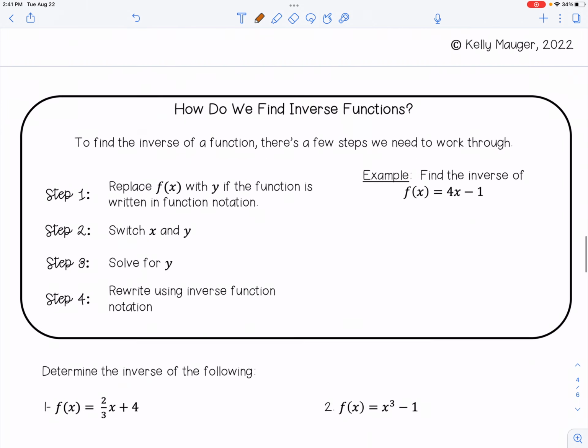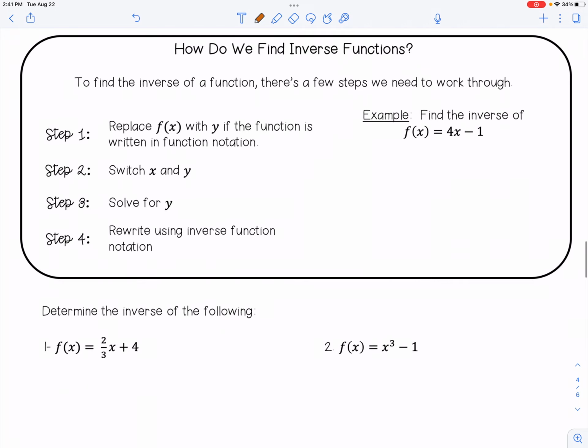Next, we're going to look at how we find the inverse. So they gave you a function. How do we find the inverse of that function? We're going to follow these 4 steps. Step number 1, we're going to replace that f of x with a y. Everything else stays the same. Step 2, we're going to switch the x and the y. So this becomes x equals 4y minus 1.